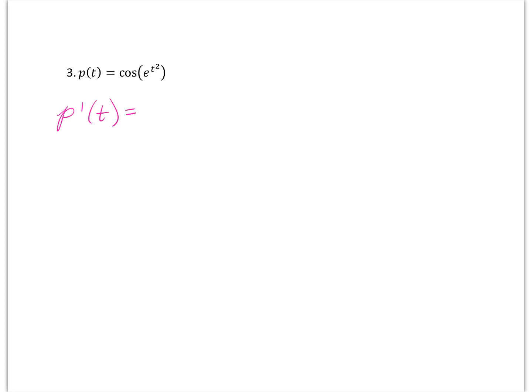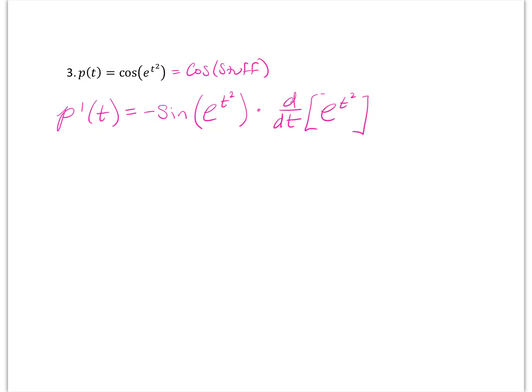Just think of this as the cosine of some stuff. Doesn't matter how complicated the stuff is. Think about the outermost function first. It's the cosine of some stuff. So the derivative of cosine is negative sine. So it's going to be negative sine of the stuff, which is e to the t squared, then times the derivative of the stuff, e to the t squared.